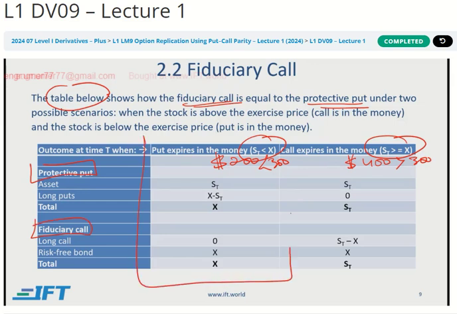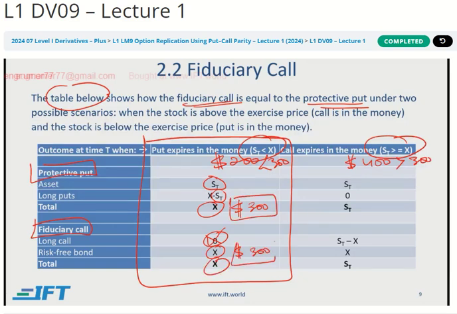So in the $200 scenario, what will happen to the protective put? The asset S_T will be cancelled by the minus S part of the put option payoff, and what you will be left with is X, which is just $300. And in the fiduciary call, the call will expire out of the money and the zero coupon bond will mature and give you the $300. So here in both situations you have $300, and if it goes up to $400, naturally you will be able to sell the asset at $400, and that is what you will get in case of the protective put.